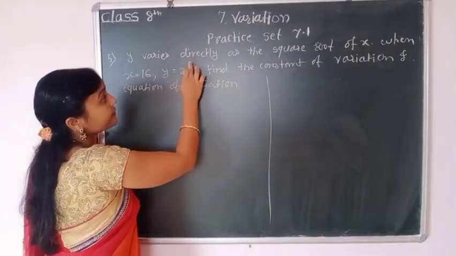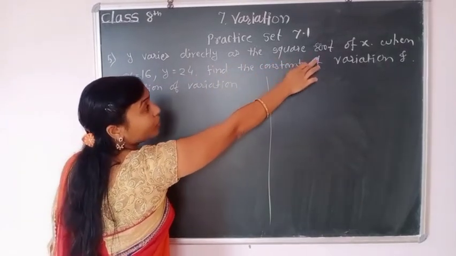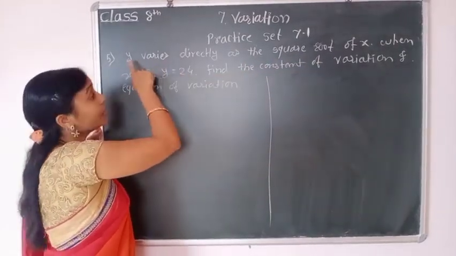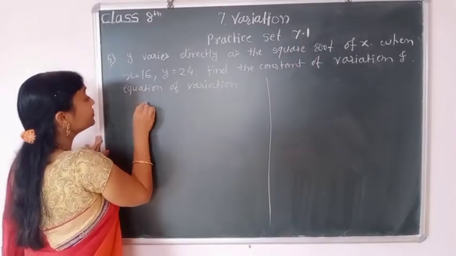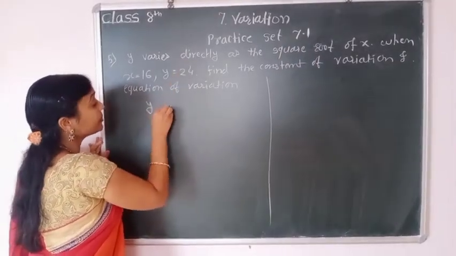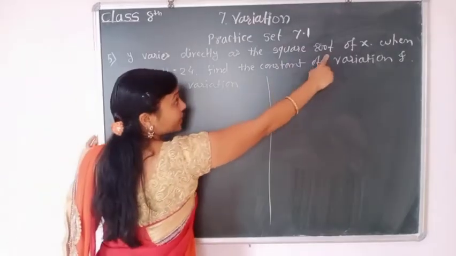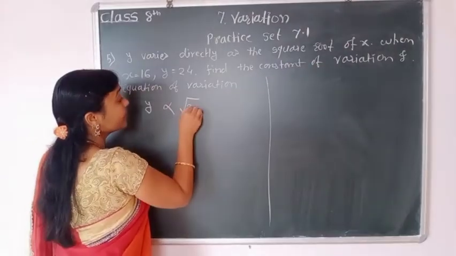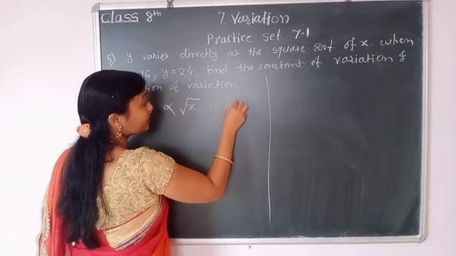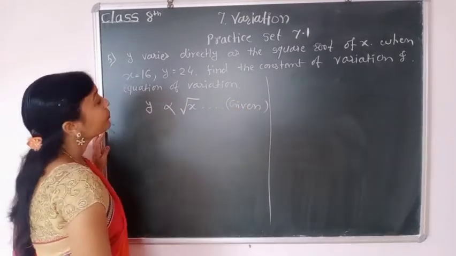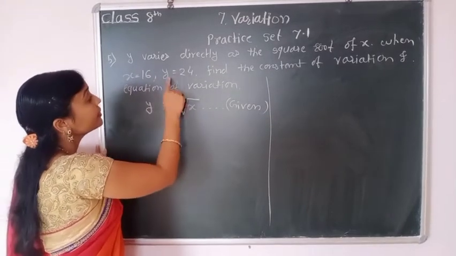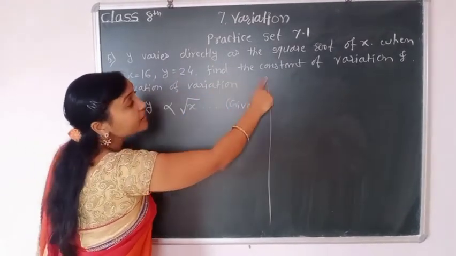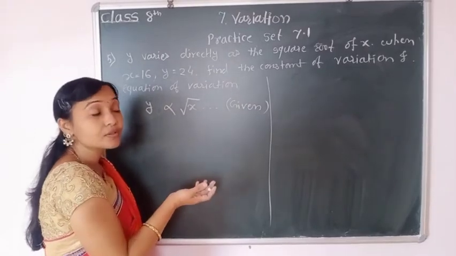Y varies directly as the square root of x. So you read properly, this is the square root. So we write down y is directly proportional to the square root of x. This is the given condition. When x equal to 16, y is equal to 24, find the constant of variation. And what is the constant of variation?